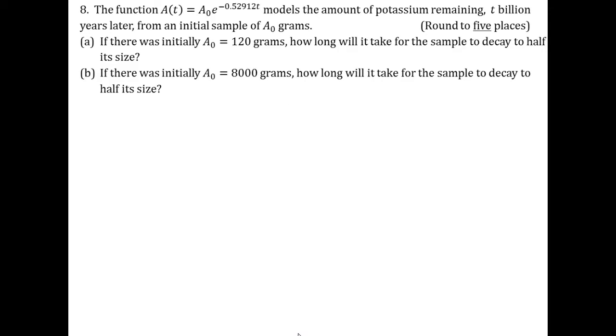In this video, we're going to work through the last few examples from our application handout. So this is the 8th one. It says we got this function and it models the amount of potassium remaining t billion years later from an initial sample of A sub 0. Now notice that t is in billions of years, that means potassium is very, very stable. It's not going to decay very rapidly whatsoever.